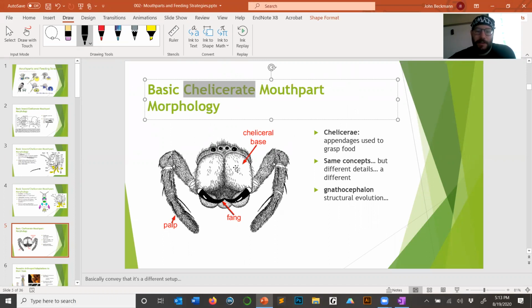The mouth parts are organized differently, and they're named differently. In spiders, there's a cheliceral base, which has fangs, and they also have palps, but by and large the mouth part organization is different, and the focal point is these big giant chelicerae. They're kind of like mandibles, used to grasp food, but different. Same concepts, same difference. Also, there's a structural fusion of the facial somites, which creates the evolutionary scenarios where these things can evolve.